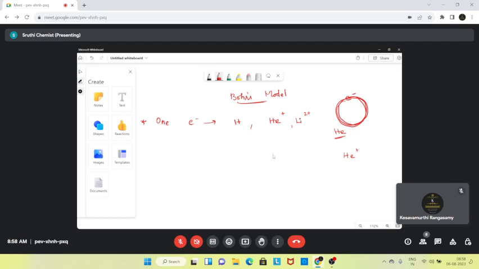No, ma'am. Okay, so the very important thing: electrons revolve in a fixed orbit. This is the main concept that Rutherford forgot to say, that they revolve in a fixed orbit. This is a very important point. Okay, in a fixed orbit.